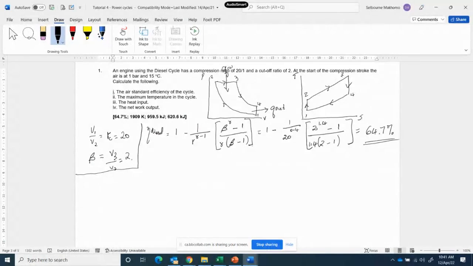The practical one, the notes said the maximum efficiency is 40. I'm not too sure about 40, but I know that around 35, 36, 37, we can get the thermal efficiency of that much.